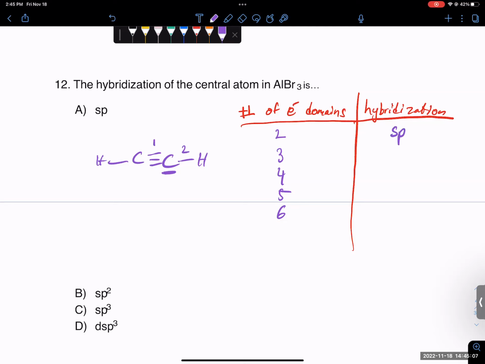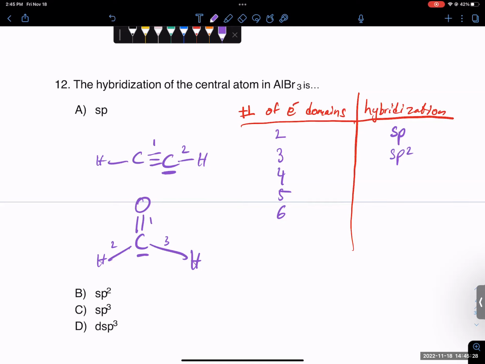And then an example of 3 electron domains, something like we saw earlier. Let's do this though: carbon double bonded to oxygen. If we're talking about the hybridization of this carbon atom, there's 1, 2, 3 things attached to that carbon atom. So the hybridization will be sp2.